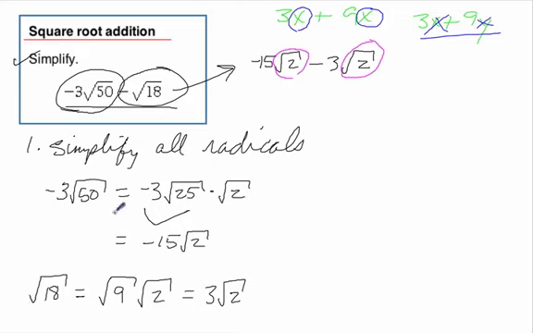Alright, so the point is, once we simplify these radicals, we notice that we have some like terms that we can combine. So this just becomes negative 15 minus 3 times radical 2. Because they go together, we just add or subtract, in this case, the coefficients. So that's step 2. Step 2, combine like terms.